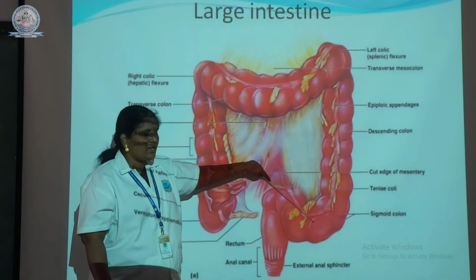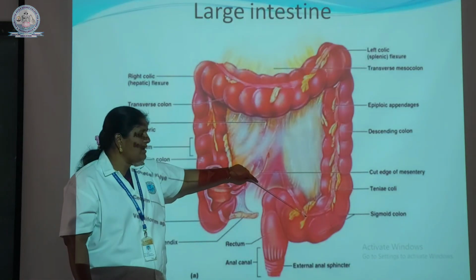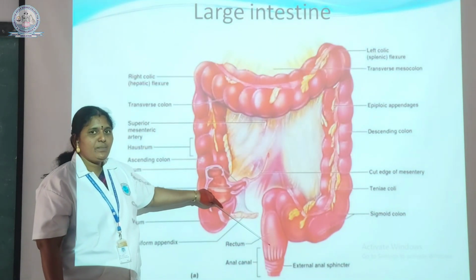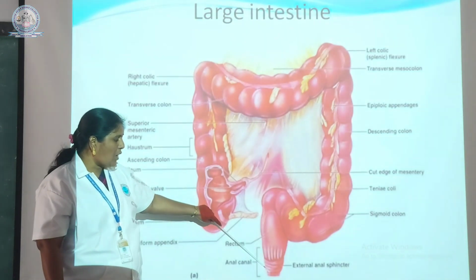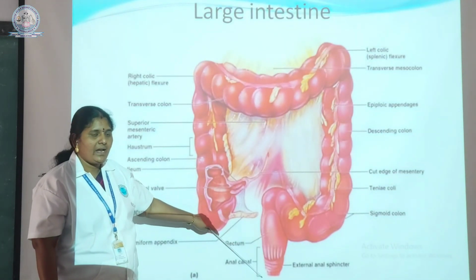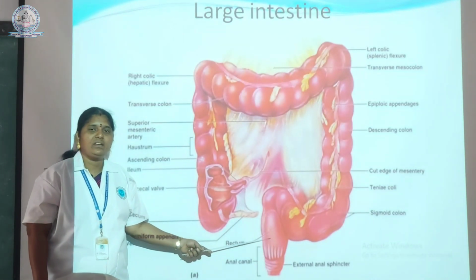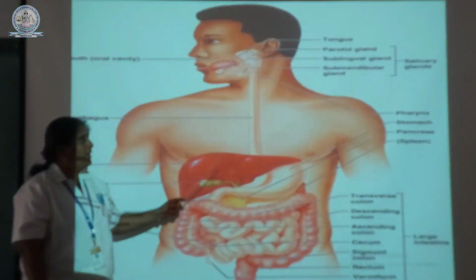The descending limb leads into the sigmoid colon. The sigmoid colon opens into the rectum. The rectum opens to the outside through the anal canal, followed by the anus. This is the last end part of the digestive system.